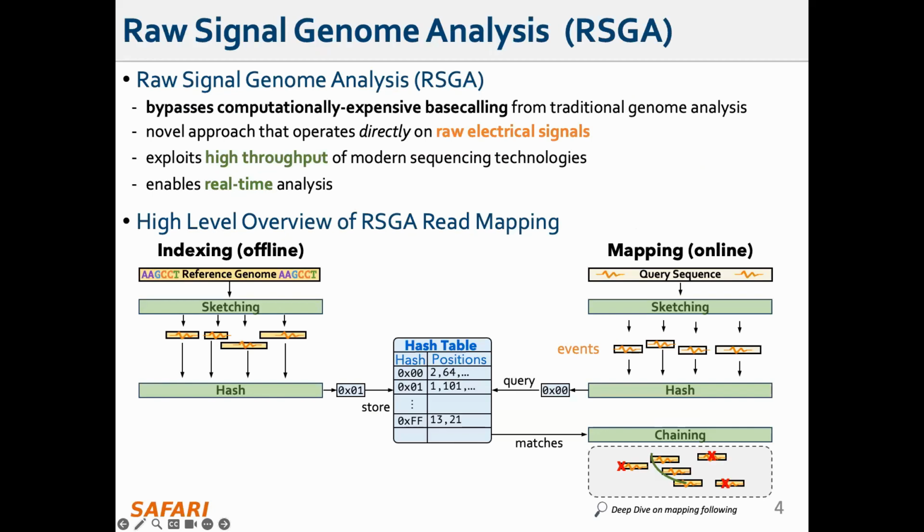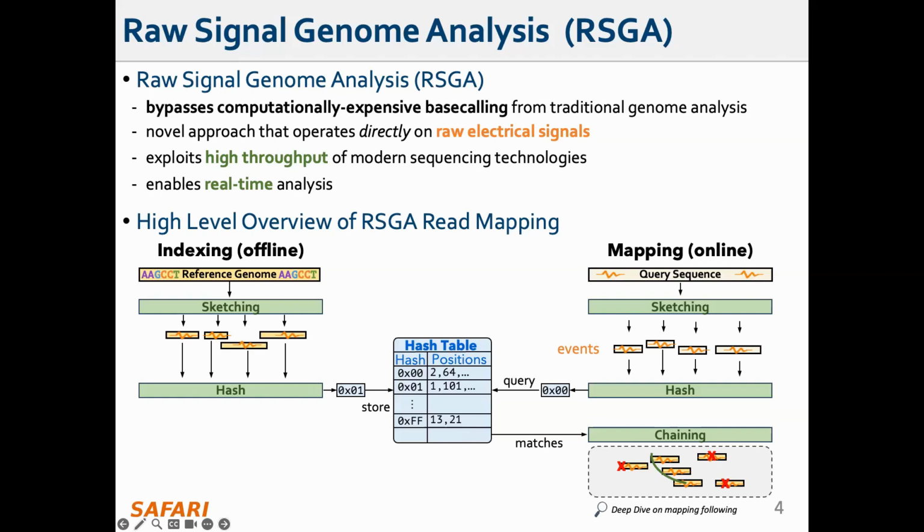Traditionally, a deep learning step called base calling is used to translate these raw signals into the DNA sequence. However, this step is computationally very expensive, and we therefore focus on a more recent approach called raw signal genome analysis, or RSGA, which bypasses this base calling step. Therefore, this also enables real-time analysis and leverages the high throughput of modern nanopore sequencers.